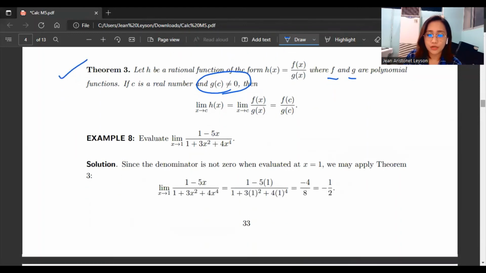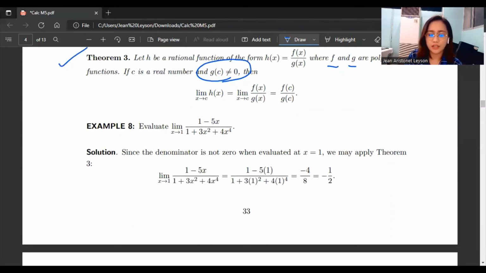So applying that theorem, for example, number 8, we have this function. Evaluate the rational function 1 minus 5x divided by 1 plus 3x squared plus 4x to the fourth power as x approaches 1. So all the variable x's will become 1. X squared, that's 1 squared. X to the fourth, that's 1 to the fourth power. So 1 minus 5, that's negative 4. Then 1 plus 3 plus 4, that is 8. And simplifying for our final answer, we have negative 4 over 8, or in lowest terms, negative 1/2.